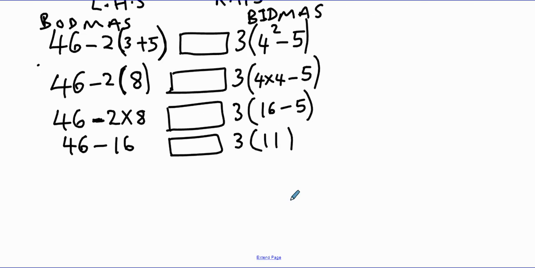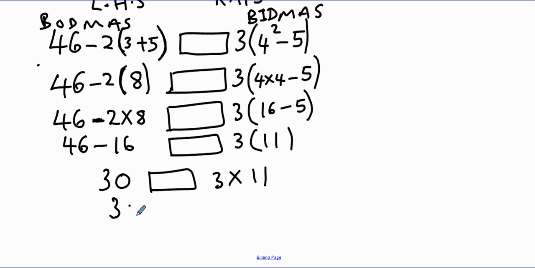Okay. Now, what is on the left? 46 minus 16. This will be 30. But when you check on the right hand side, we have 3 bracket 11. This means 3 times 11. This is what it means. On the left you have 30, but on the right hand side you have 3 times 11, which is 33.